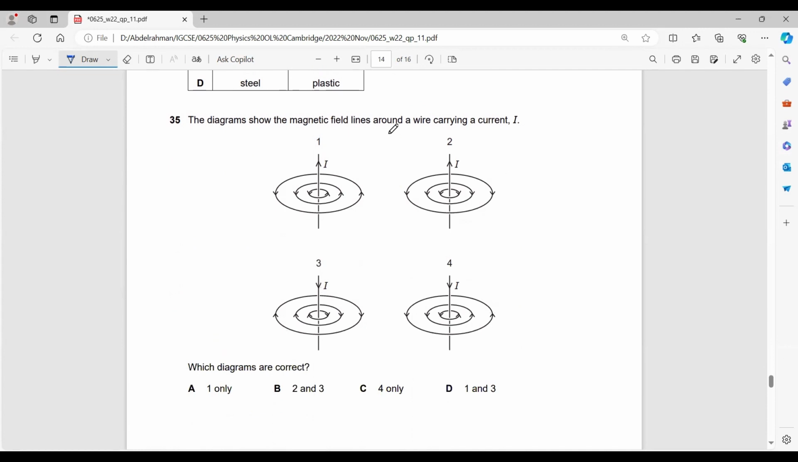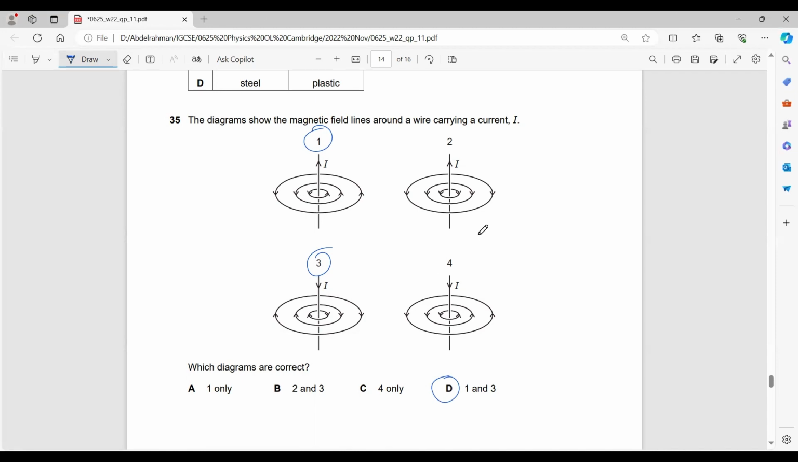The diagram shows the magnetic field lines around the wire carrying current I. Which diagrams are correct? You will have to use the right hand rule grip, in which the current is going into the paper or going out of the paper. If it's going out of the paper, it would have been like one, right hand rule grip. And going into the paper, it would have been like three. This is correct, and this is correct. So D.